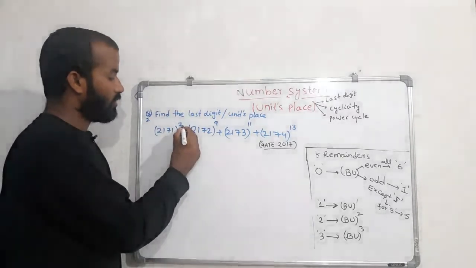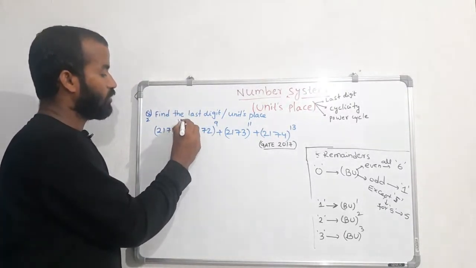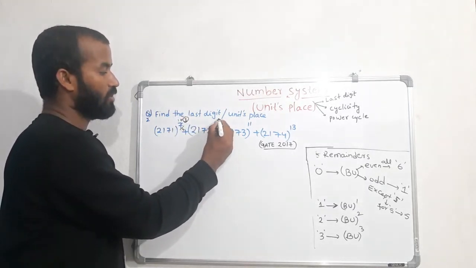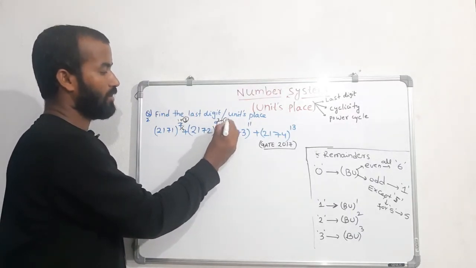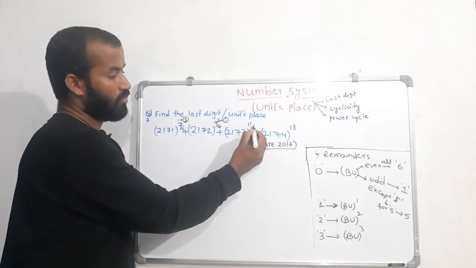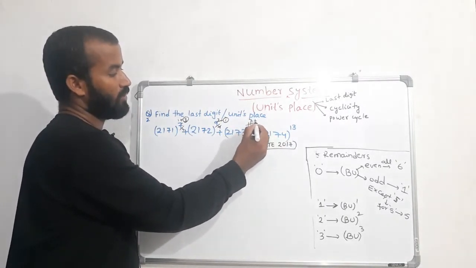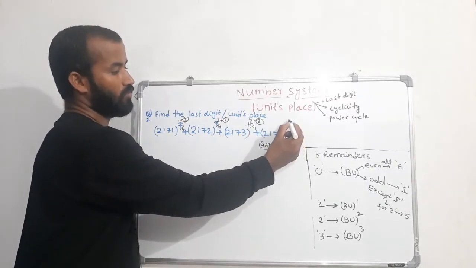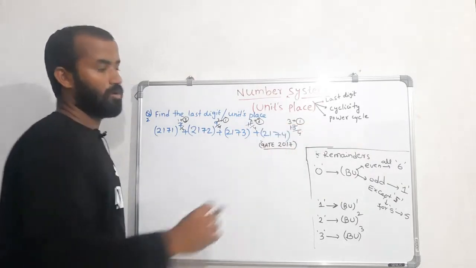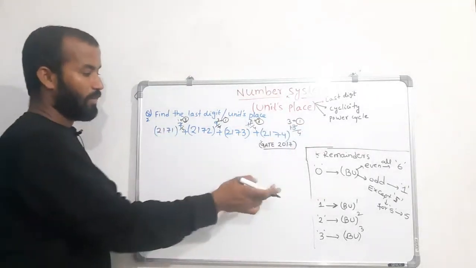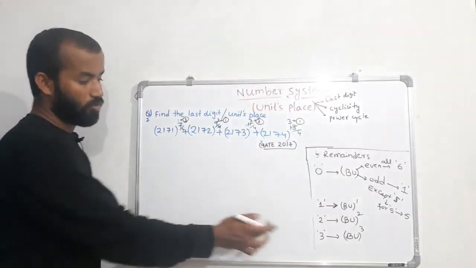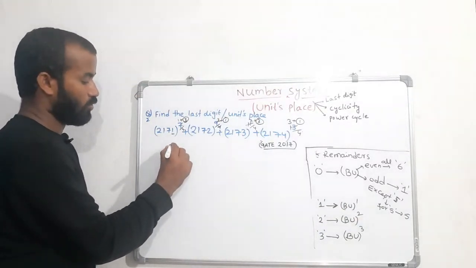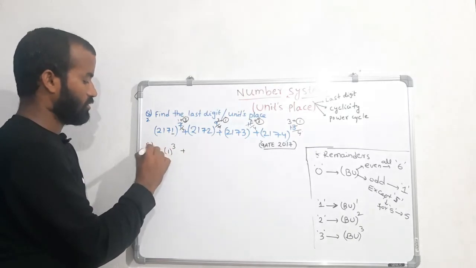If you divide 7 with 4, 4 ones are 4, and you're going to get remainder 3. If you divide here with 4, 4 twos are 8 and remainder will be 1. If you divide with 4, 4 threes are 12, remainder will be 1. Now if remainder is 3, what we have to do? Base unit power 3. What is the base unit? 1. So base unit power 3 we have to make.